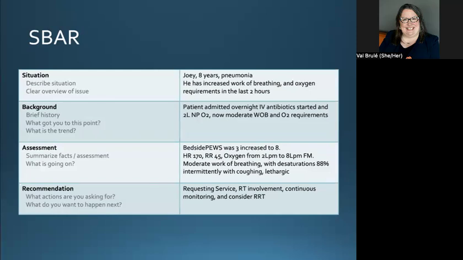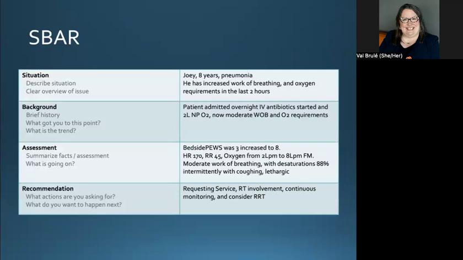What would you want to happen next? What do you think is going on really for the patient? And what would you recommend as the next things? So, for example, you have Joey, who's 8 years old with pneumonia. He has increased work of breathing and oxygen requirements in the last 2 hours. That's the situation. The background is that he was admitted overnight with IV antibiotics started and was on 2 liters per minute of oxygen.